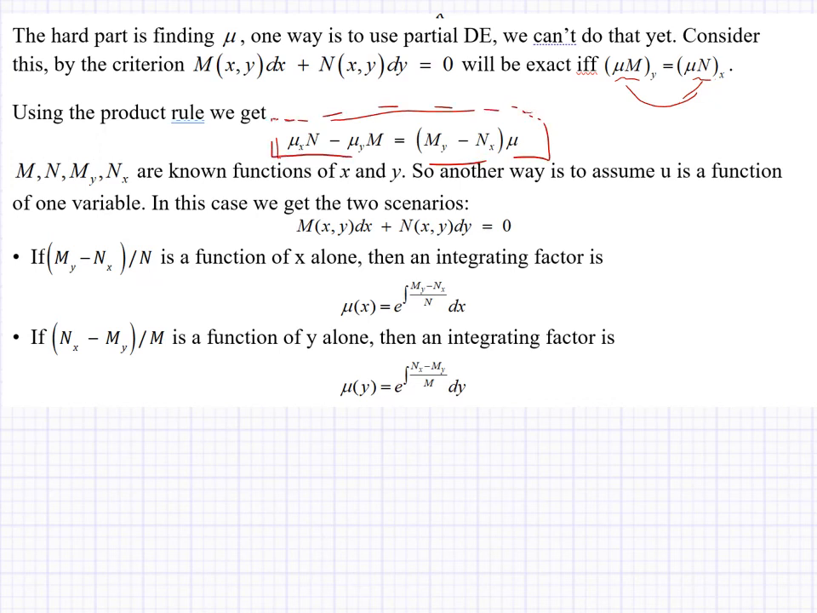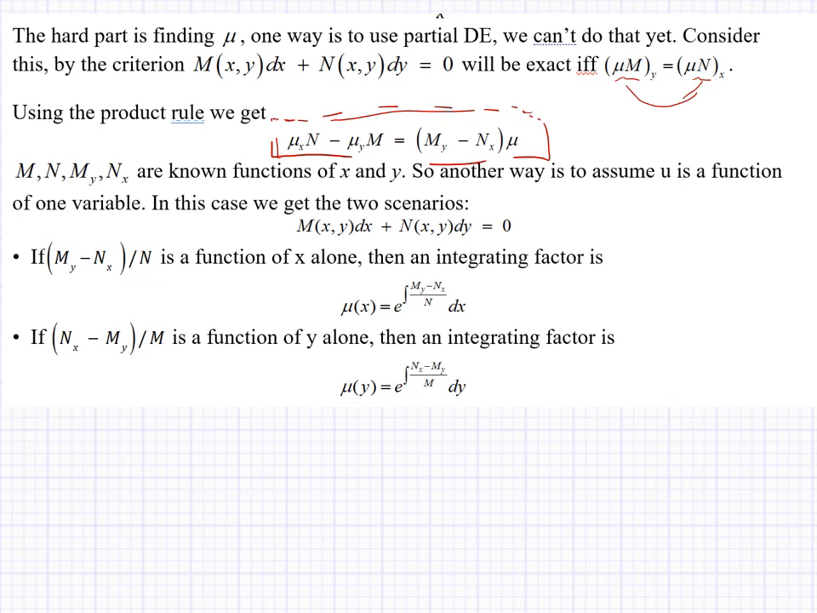If we look at these four different pieces here, we have M, we have N, we have M_y, we have N_x, and we solve for mu. Well, we would have to make an assumption, right? The assumption would have to be that either mu is a function of x or a function of y. It's a single variable function for us to be able to do this. Otherwise, there's too many variables here to assume.